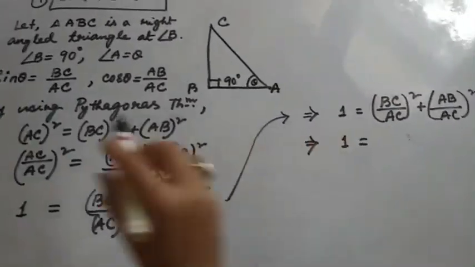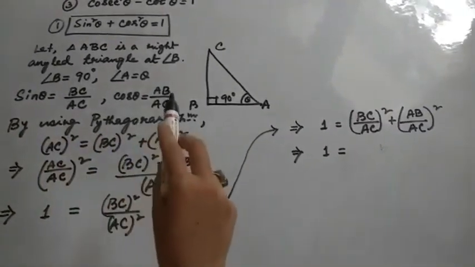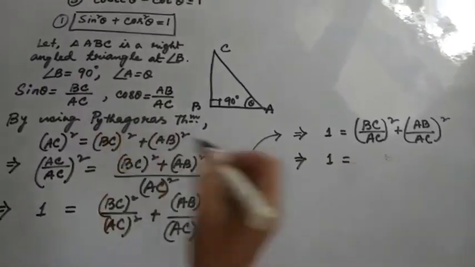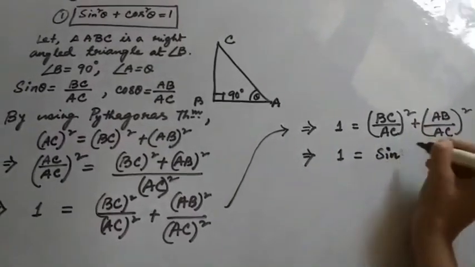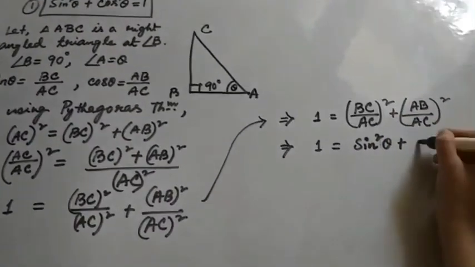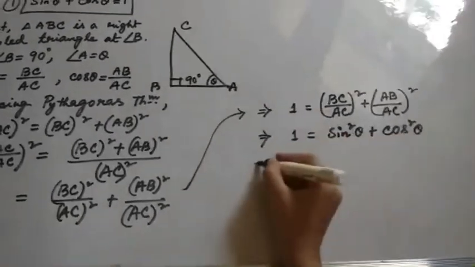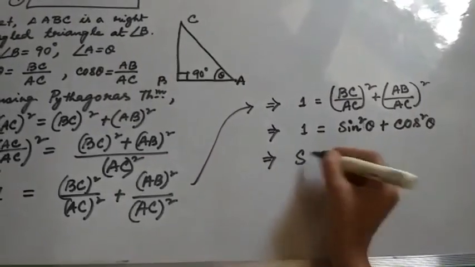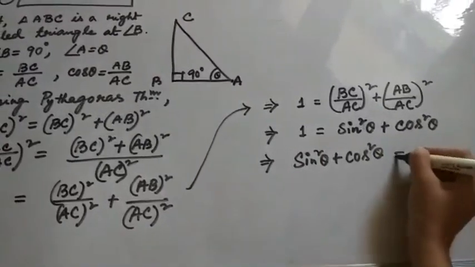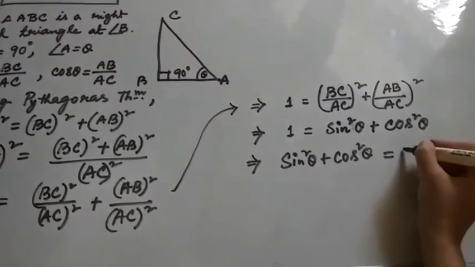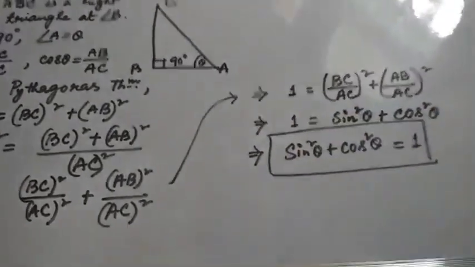BC by AC means, what is the value of BC by AC? It is given, sin theta. And what is the value of AB by AC? It is cos theta. So I am putting the value. It will be sin square theta plus cos square theta. That means you can write it down, I am just interchanging the sides: sin square theta plus cos square theta equals 1. So our formula is proved.